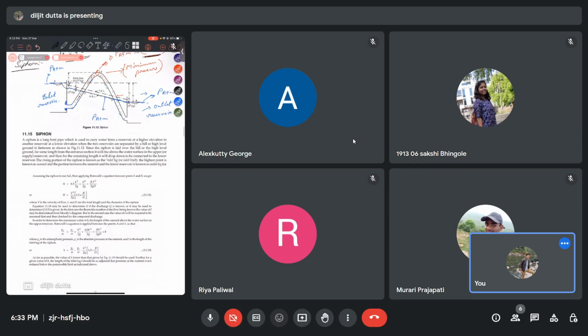So by applying the Bernoulli equation, we can get the head difference between the two reservoirs as 0.5 v square by 2g. This is the loss at the entrance of the siphon. Then this is the velocity head, and this is the friction losses.